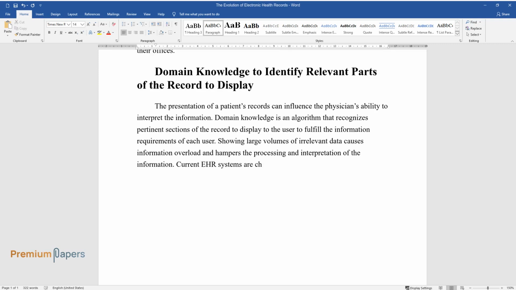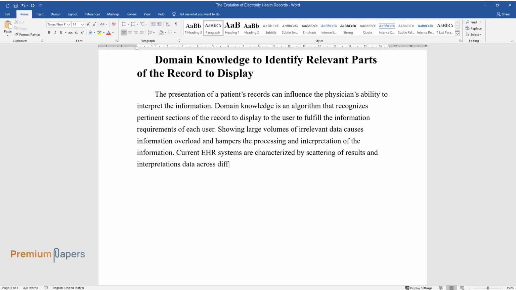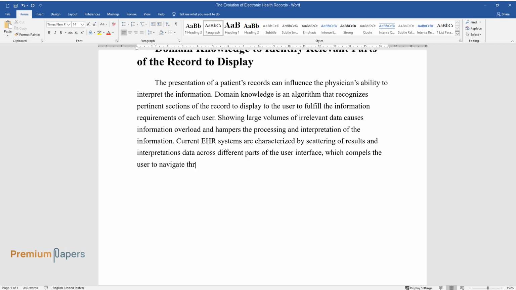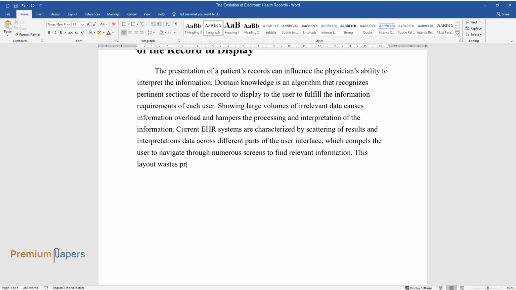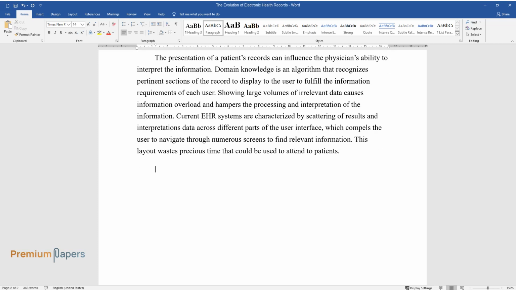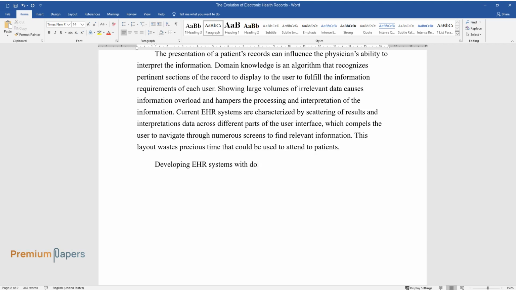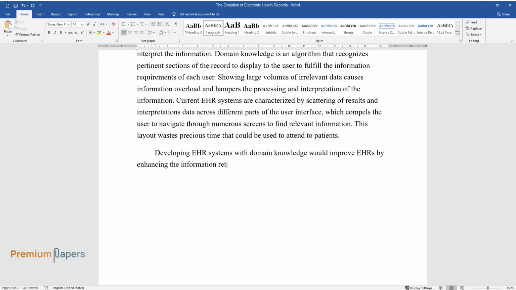Current EHR systems are characterized by scattering of results and interpretations data across different parts of the user interface, which compels the user to navigate through numerous screens to find relevant information. This layout wastes precious time that could be used to attend to patients. Developing EHR systems with domain knowledge would improve EHRs by enhancing the information retrieval process and saving time.